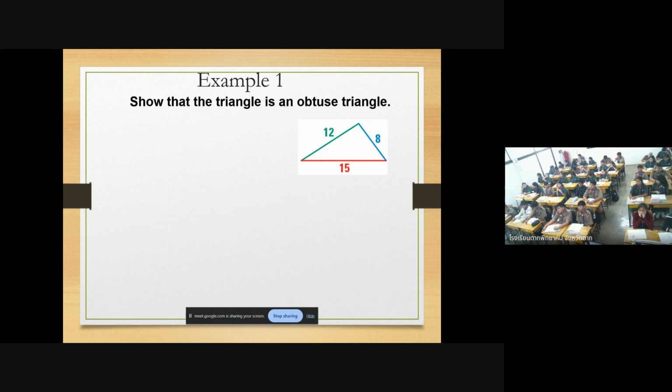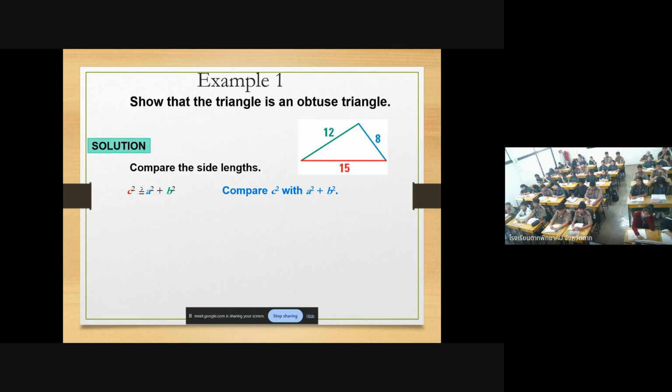I have here a triangle. This triangle is obtuse, but let us prove it. What is the longest side of the triangle? We have 15. Based on that, we compare. We have c squared, and we need to identify if it is more than, less than, or equal. So 15 times 15, what is the answer? 225. 8 times 8? 64. And 12 times 12? 144.